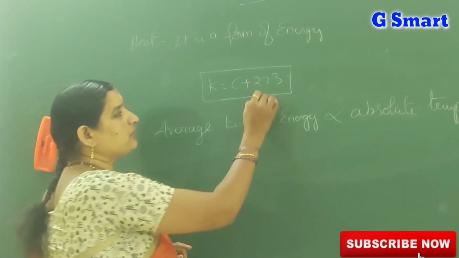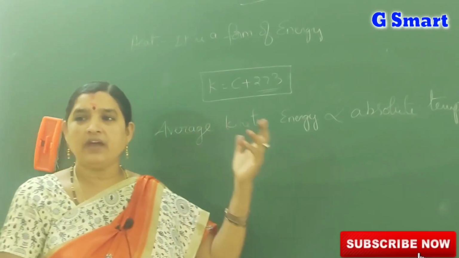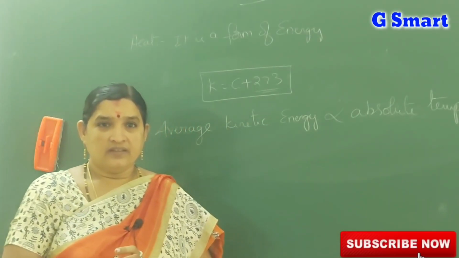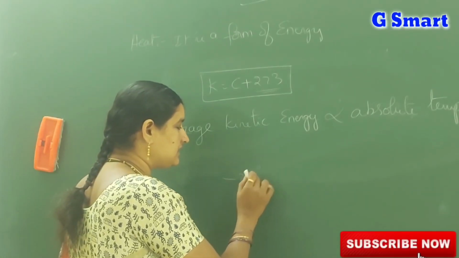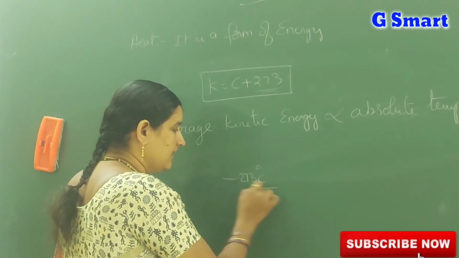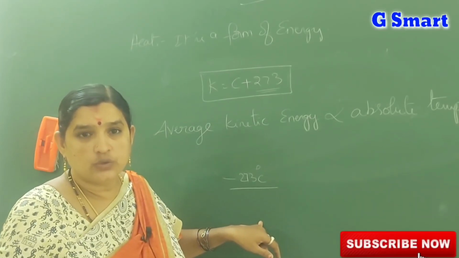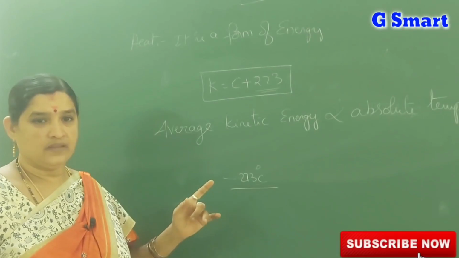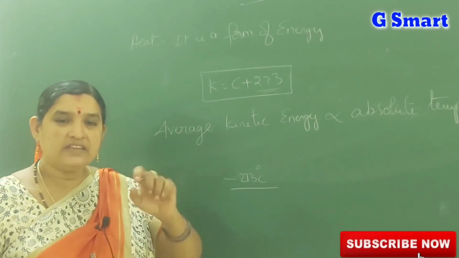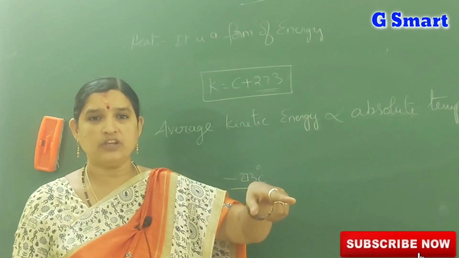Okay, why do we have to add 273? Any other number we could add, but why 273? At minus 273 degrees centigrade, the kinetic energy of the gas molecules becomes 0. So we take it as the standard value. Why? Because when you are decreasing the heat energy from the gas molecules, why are you taking gas molecules?